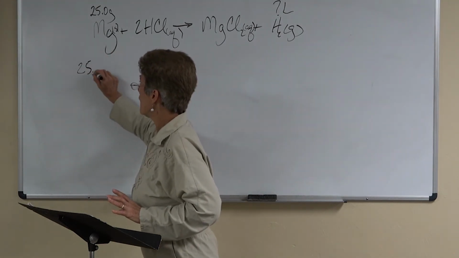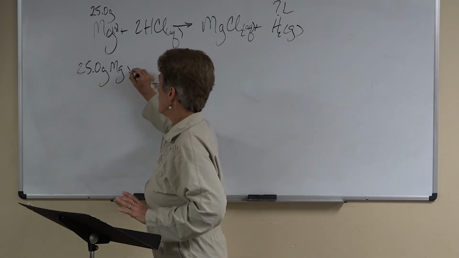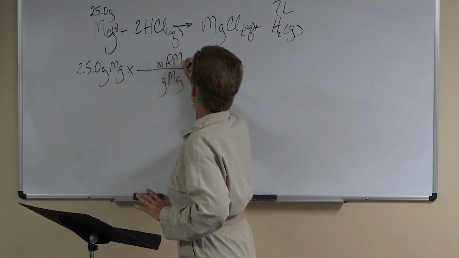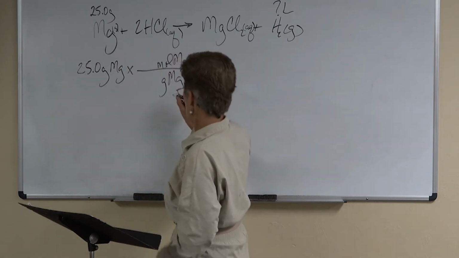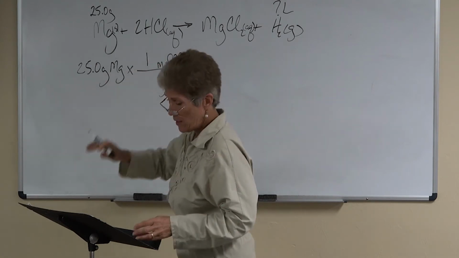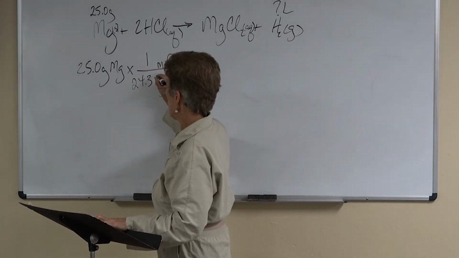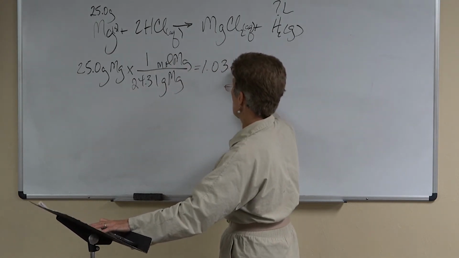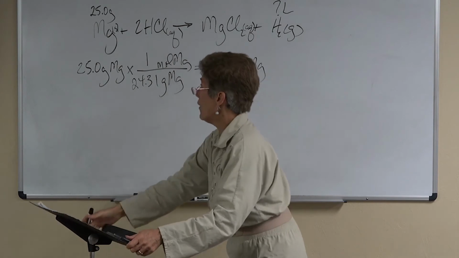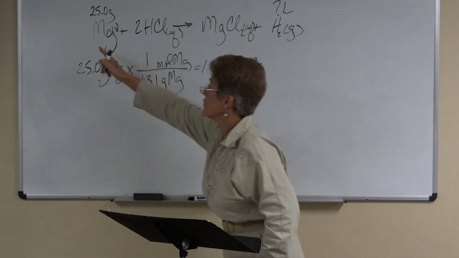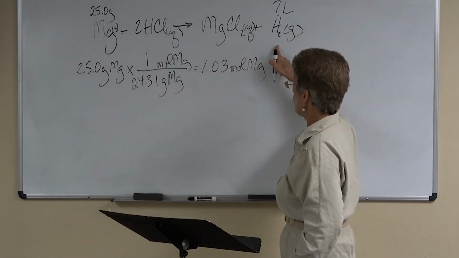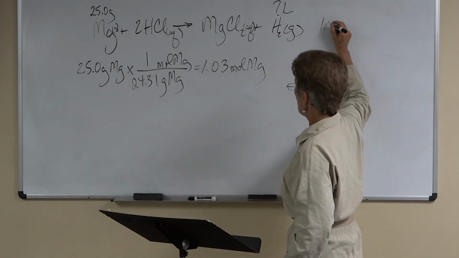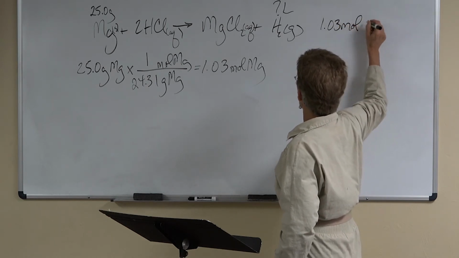So we're going to go 25.0 grams of magnesium times line, the grams of magnesium to the moles of magnesium. And so 1 mole of magnesium is 24.31 grams, which is going to give you in 3 significant figures 1.03 moles of magnesium. Now, if you go through the moles, the stoichiometry, notice it's a 1-to-1 relationship. So I know I have that many moles of hydrogen also. So I'm going to come over here and put 1.03 moles of H2.